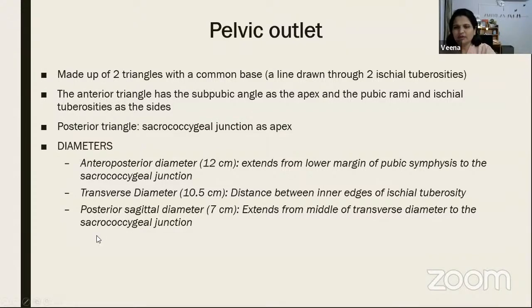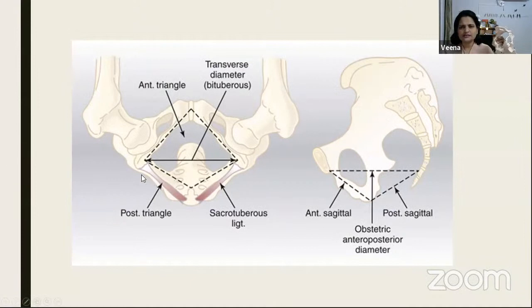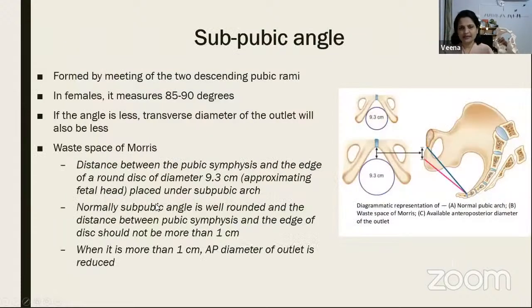Okay. You don't need to memorize, at least understand what is posterior sagittal diameter. See the outlet, one more entity you should know here. I'll tell you. This is an image, you can see this. Okay, this is how the common base and anterior triangle and posterior triangle is schematically shown. Okay, subpubic angle. Here, we'll understand some concept basically. It's formed by the meeting of two descending pubic rami. You can see this. Okay, this is the subpubic angle.